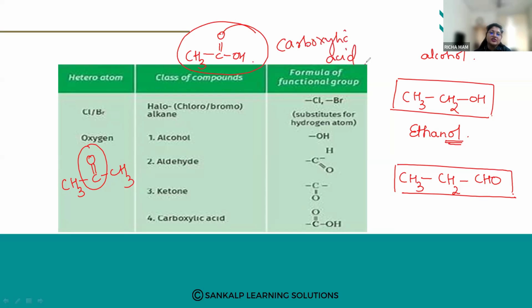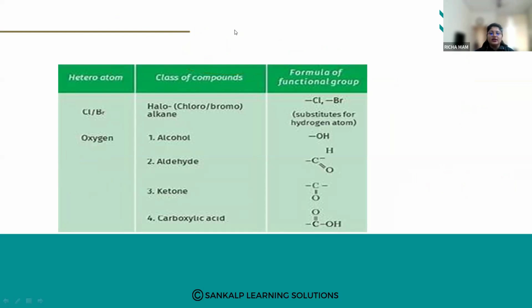So based on the functional group, the class of compounds will change. This is a heteroatom. Heteroatom means leaving your carbon and hydrogen, if other atoms are present, then they are called hetero. Other atoms like oxygen, chlorine, bromine, iodine, any halogen compound present, are termed heteroatoms. So based on the functional group, different classes of compounds are formed.